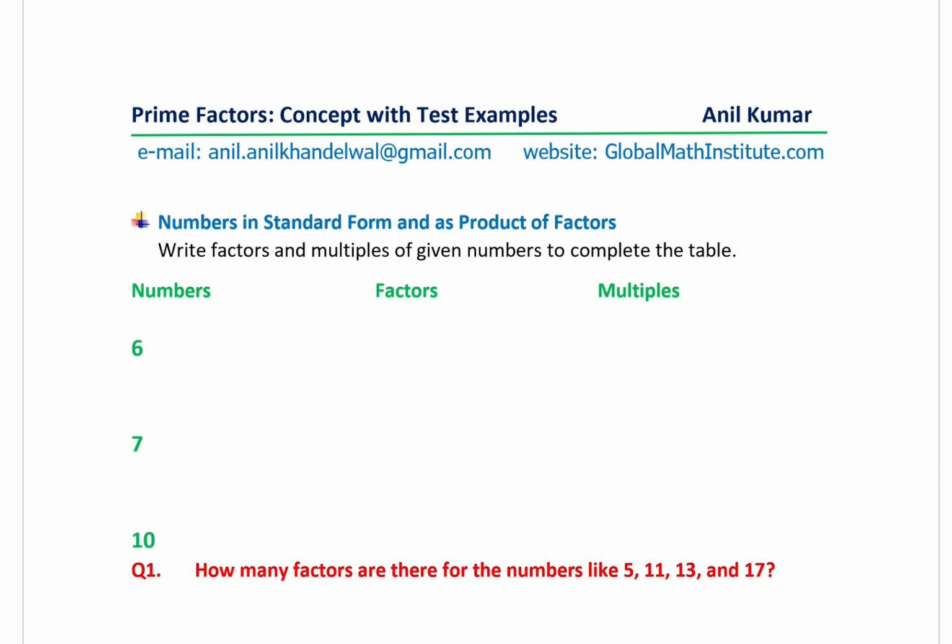As far as the factors are concerned, we could write 1 times 6 is 6, and we know 2 times 3 is also 6. So these become the factors of the number 6, since when you multiply them, you get the number 6. Now the multiples of 6 will be 6 times 1, 6 times 2, 6 times 3, 18 it is, right? 6 times 3 is 18. Let me rewrite this.